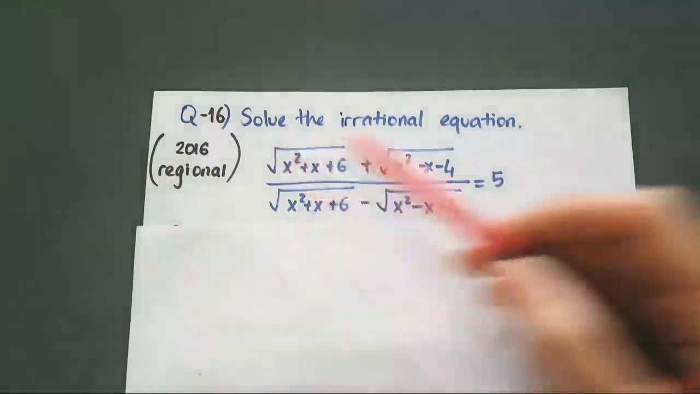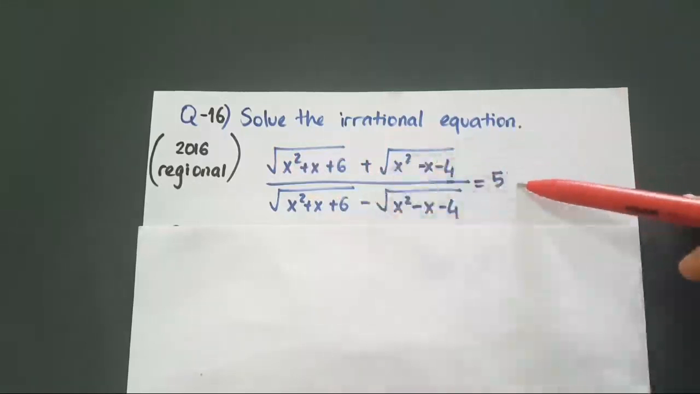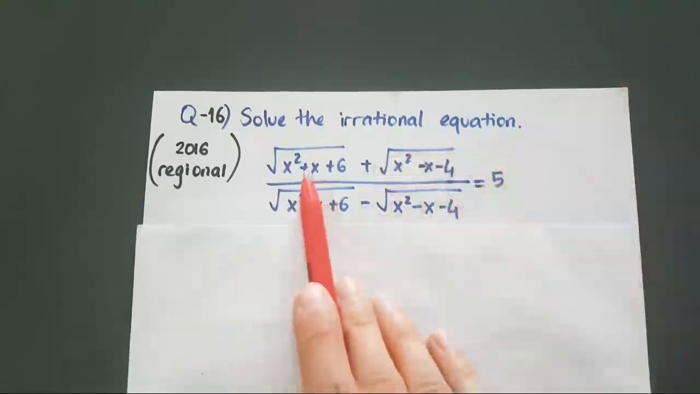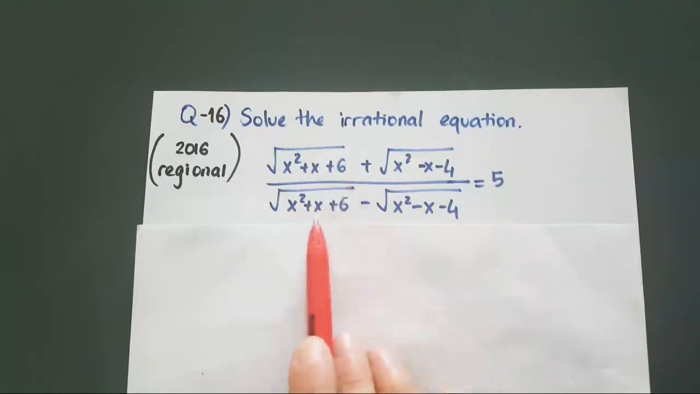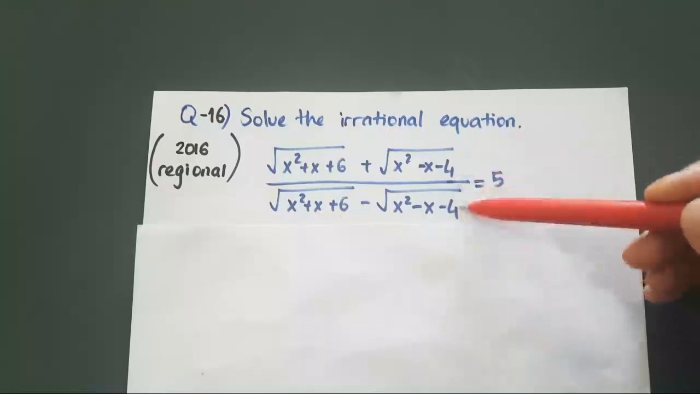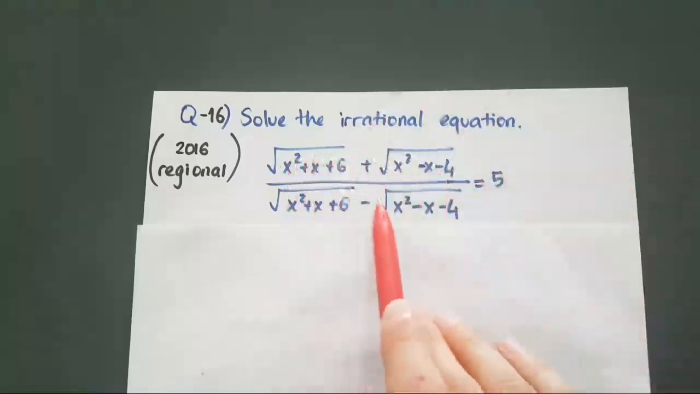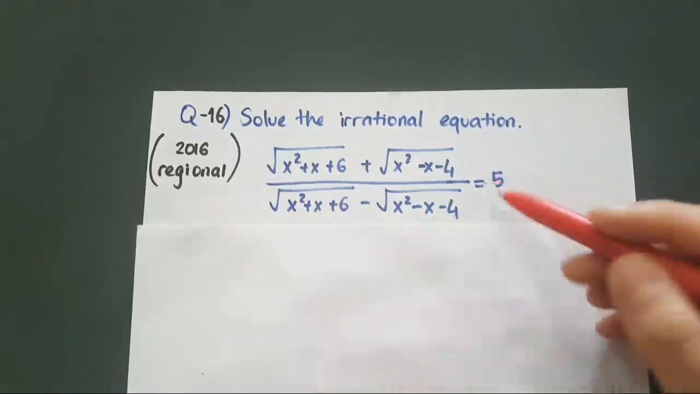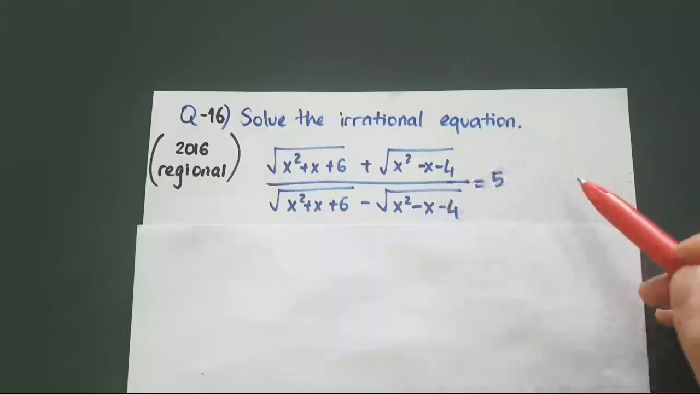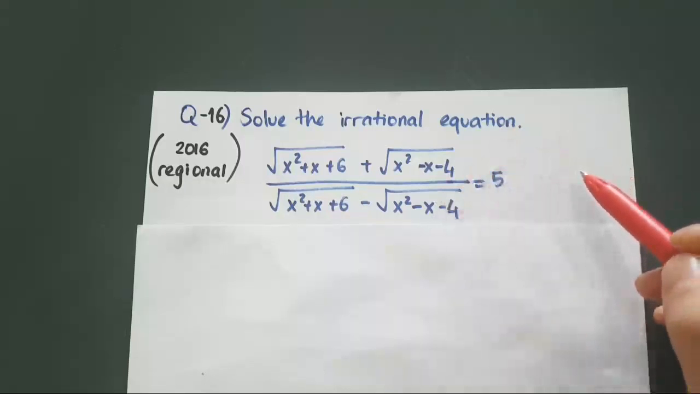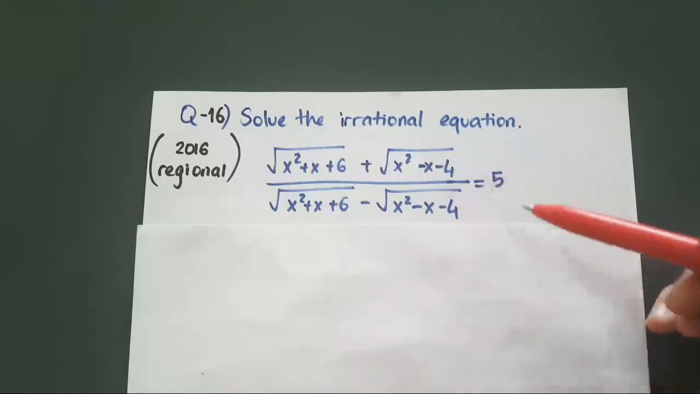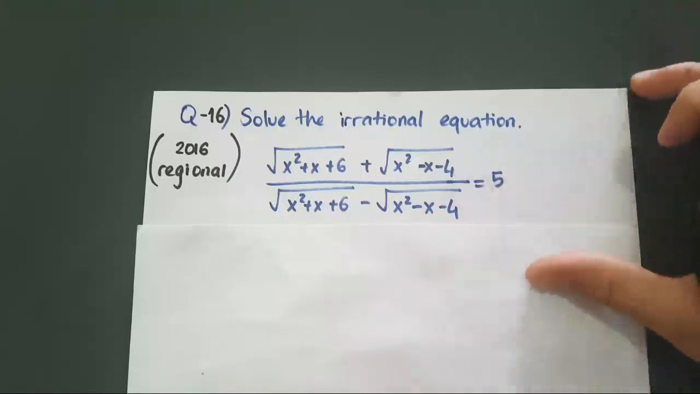If you try to square both sides of the equation in this form, you will fail, guys. You will have a really complicated expression. Look at here. You have x squared plus x plus 6, x squared plus x plus 6. As you see, the numerator and denominator are conjugates, right? A plus b, a minus b. So better first do cross multiplication. After you do cross multiplication, you can solve the problem easily.